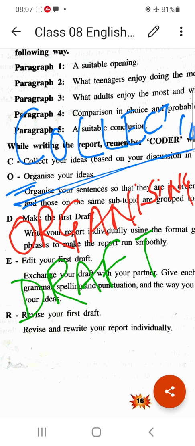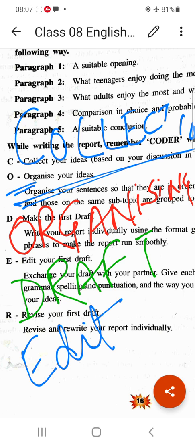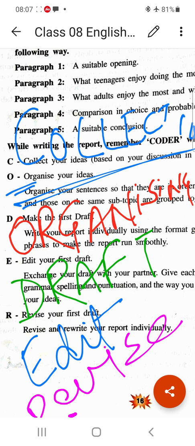Then comes editing. Whatever you have written, just go through it, to see whether the demand is being complied with or not. And then lastly comes revise your first draft. It means collect ideas, organize them, draft, make the rough, then edit, revise, and then go for the final presentation.